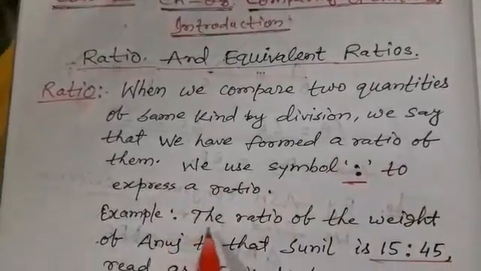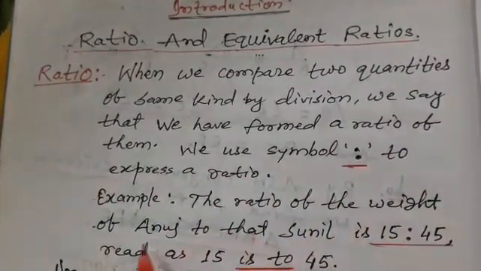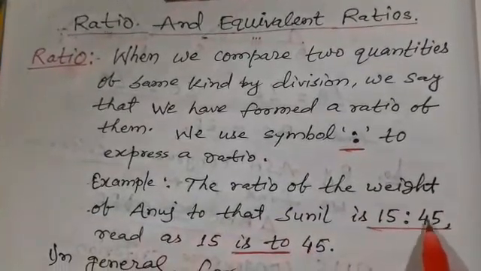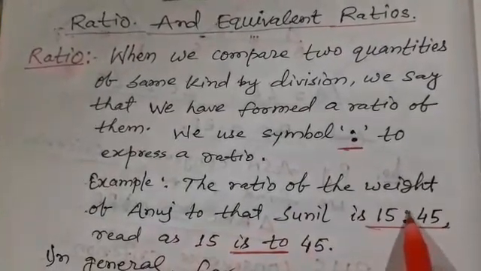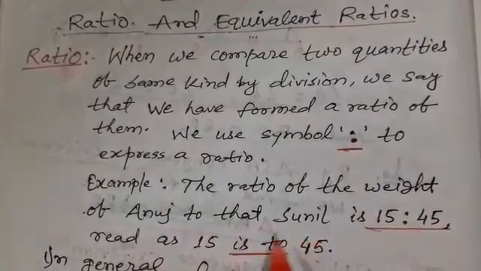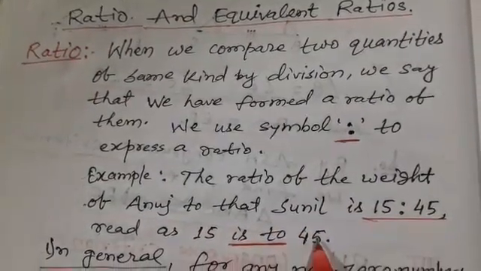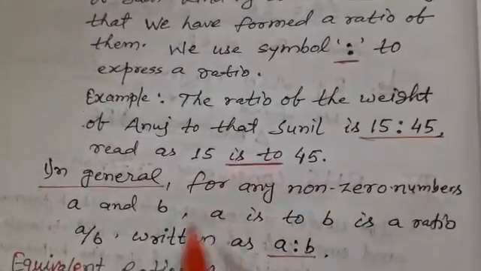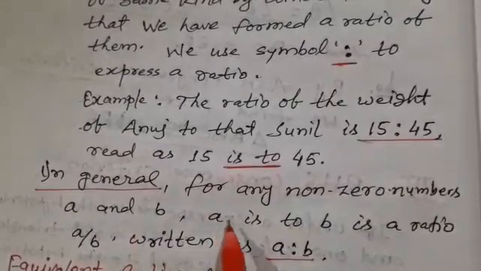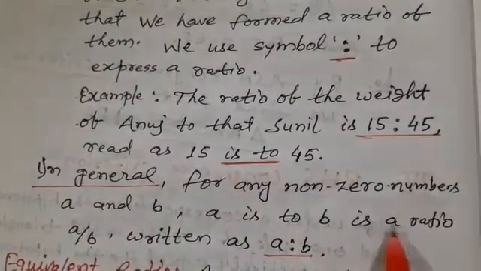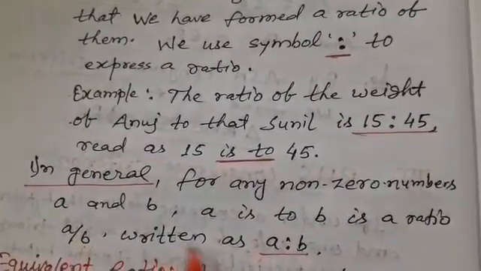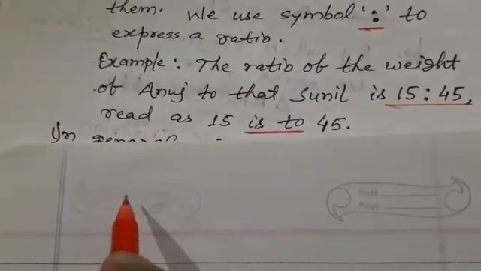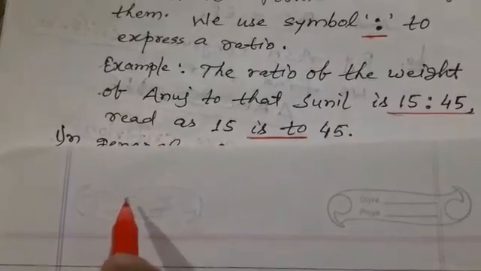For example, the ratio of the weight of Anuj to that of Sunil is 15 is to 45. This is the symbol of ratio and it is read as 15 is to 45. In general, for any non-zero numbers a and b, a is to b is the ratio a by b, written as a is to b. Now let us see the ratio in detail.